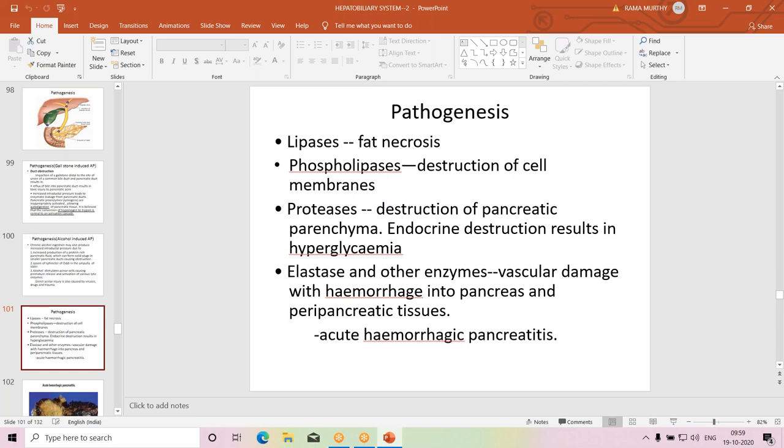When there is hemorrhage, you will find the tissue appearing brownish or blackish or reddish, depending upon the age of the hemorrhage. So dark hemorrhages appear within the pancreatic tissue. All these are events which describe acute hemorrhagic pancreatitis. It is a serious abdominal condition.